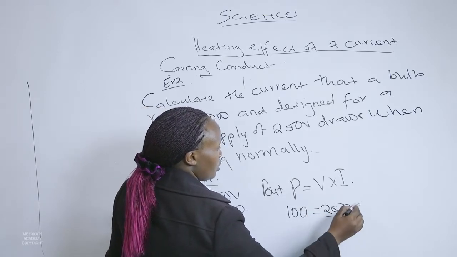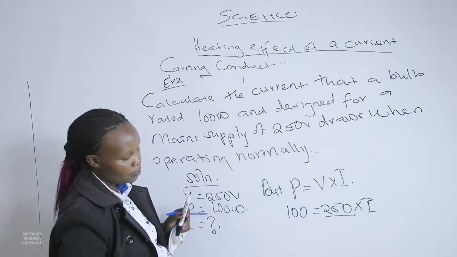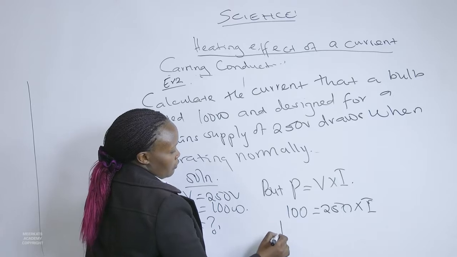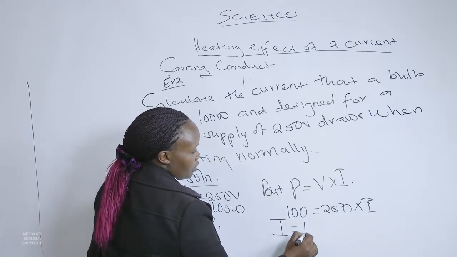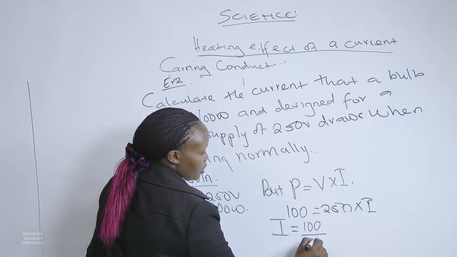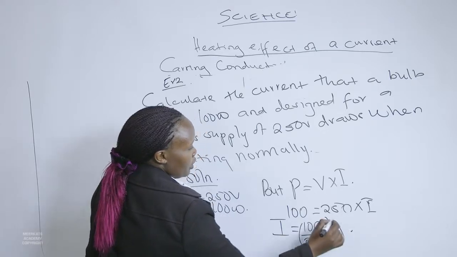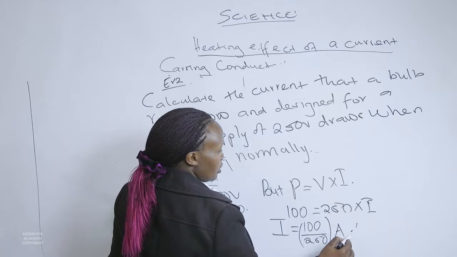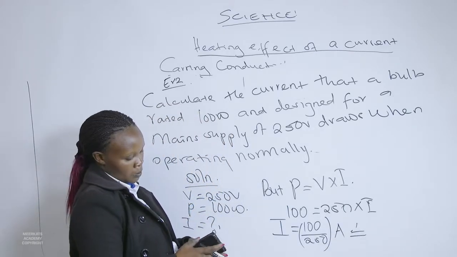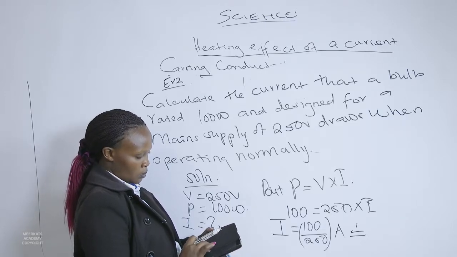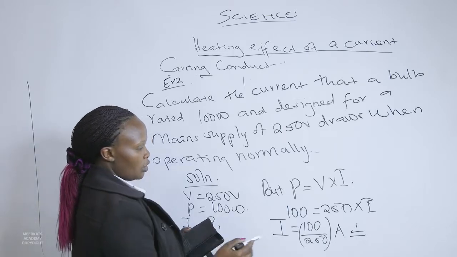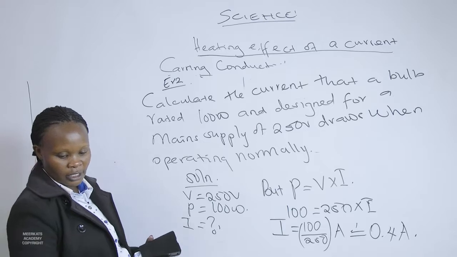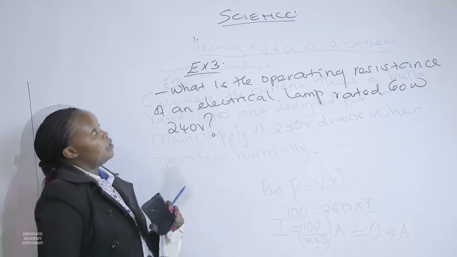Therefore, let us substitute so that now 100 is equal to 250 multiplied by current. And therefore, current as the subject of the formula will be given by 100 divided by 250, and the unit is amperes, and we have a current of 0.4 amperes.